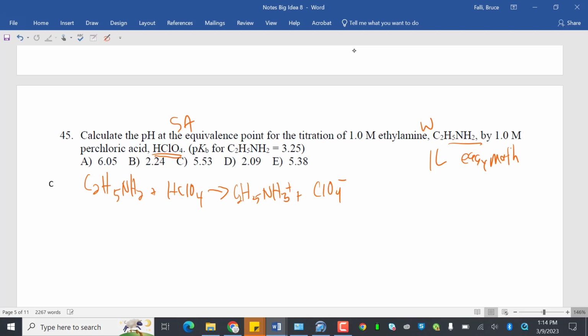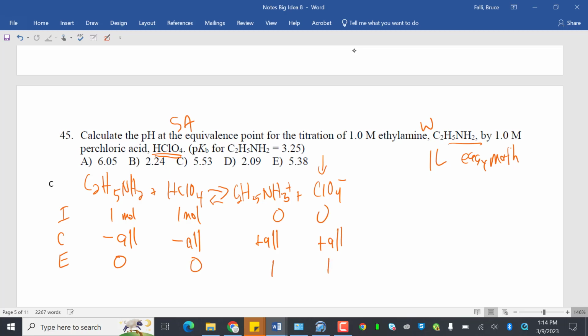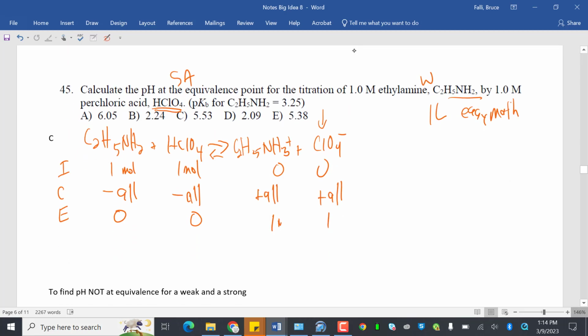Now, because this comes from a strong acid, it's not going to kick back at all, okay? So what happens here, I'm going to do this first part in moles, okay? So I have 1 mole in 1 liter. So my initial ICE diagram for this, I'm going to have 1 mole and 1 mole and 0 and 0. And the change is going to be minus all. It's a titration, minus all, plus all, plus all. It's a titration, 0, 0, 1, 1. Okay, so these are moles.